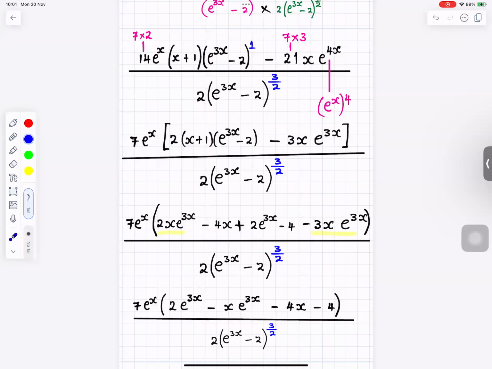And then this one stays the same. This will be 3x. And then what we do now is, because we had to multiply by e to the x, that would become e to the 4x, because e to the x times e to the power 4 is e to the 4x. So we put together the like terms, we'll get this expression underneath.